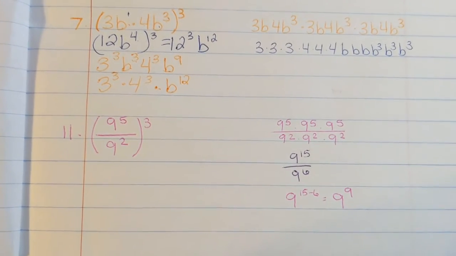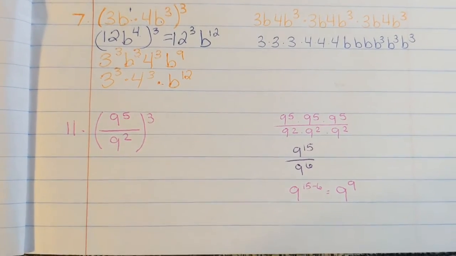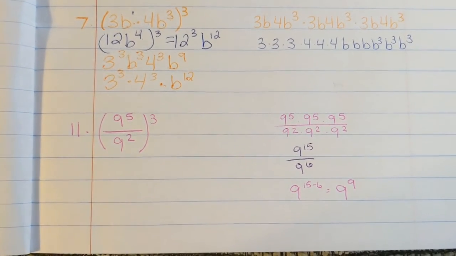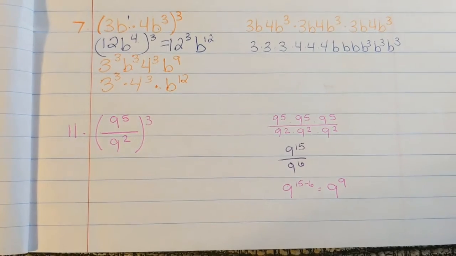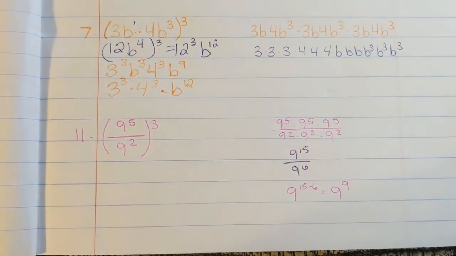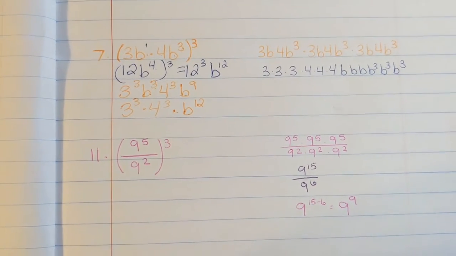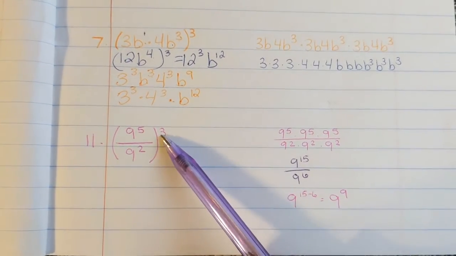Let's look at number 11. I know this was one of the rules that I didn't really go over. It's the division rule, but I wanted to show you this one because that exponent on the outside of the parentheses, it still has to be put through the parentheses when you have a fraction. So I wanted to show you how this works.